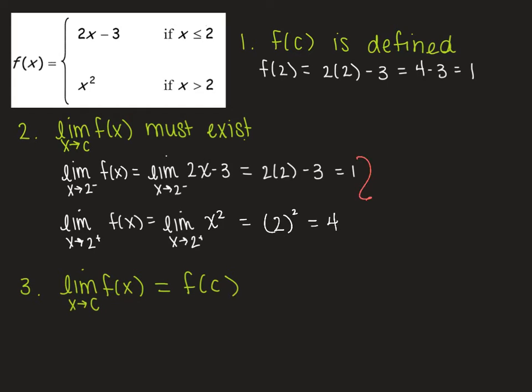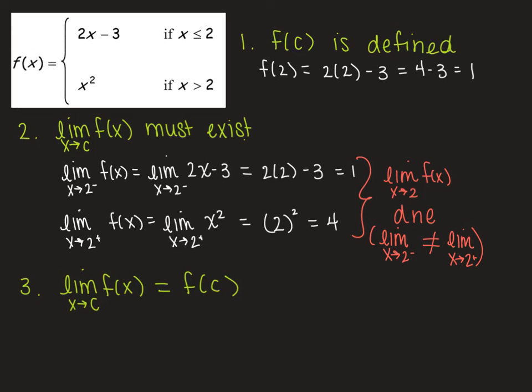The issue here is that these must be equal for our limit to exist, and they're not. So the limit as x approaches 2 of f of x does not exist. Okay, and the reason why is that the limit from the left, so the limit as x approaches 2 from the left, does not equal the limit from the right. Okay, so there's your reasoning there. So our limits were not equal.